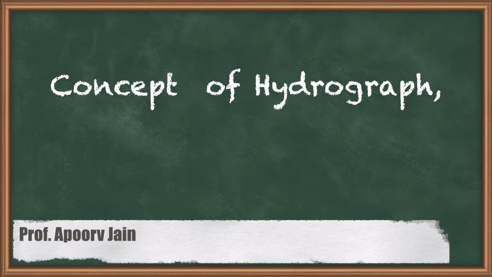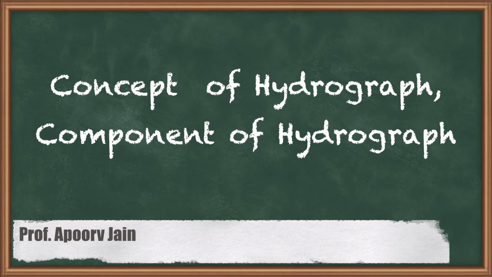Hello everyone. In this video, we are going to discuss the hydrograph, which is used to represent the rainfall occurring in a particular catchment area, and what the components of the hydrograph are. So let's start.